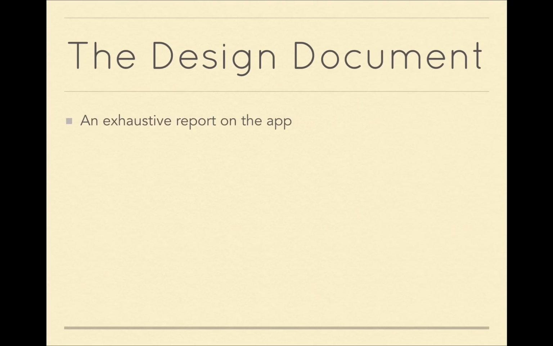The design document is an exhaustive report on the app that's created by the development team. Now, they may have put this together before they even started working on the game in order to pitch the game to investors. Likely this document will change once they start working on the game, because whenever one of these projects starts, they make decisions and change their mind on various things, and then at that point they'll have to change the design document.